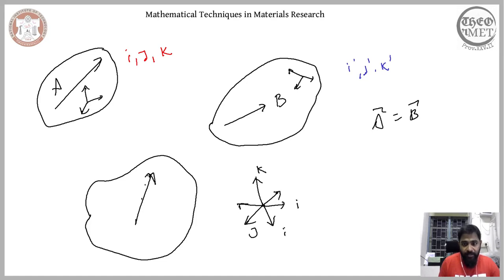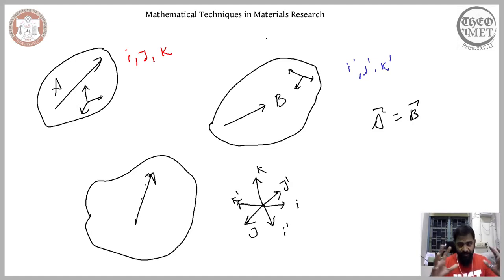So these are my I prime, J prime and my K prime. So I have two vector spaces, I'm merging them to form a single space so that my A vector and B vector are equal, they superimpose over one another, and in order to achieve that, I'm rotating the space of B. And now I have two different frames of reference that have the same origin, that are superimposed on one another, but one is rotated with respect to another.